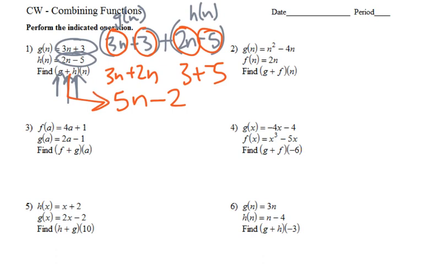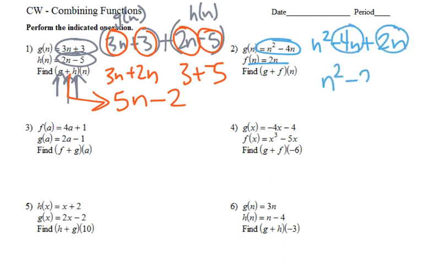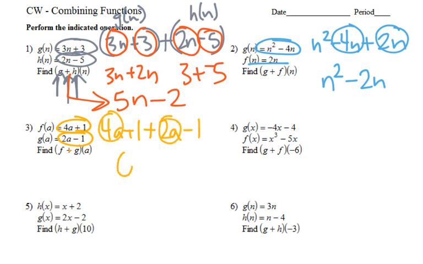All right. So number 2, same idea. G of n, n squared minus 4n, plus f of n, 2n. Combine like terms, negative 4n, positive 2n, we get n squared minus 2n. Number 3, my f of a, so 4a plus 1, we're adding my g of a, 2a minus 1. 4a and 2a make 6a, 1 and negative 1 would be 0. Adding 0 does nothing, so we just leave it 6a.